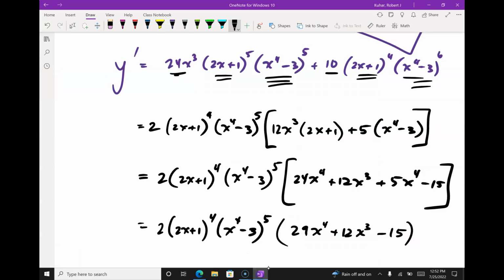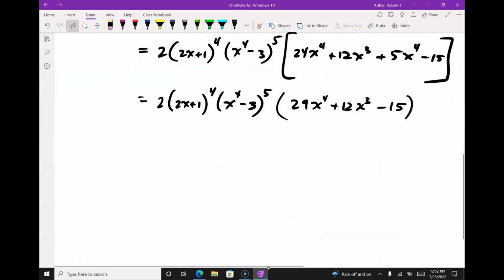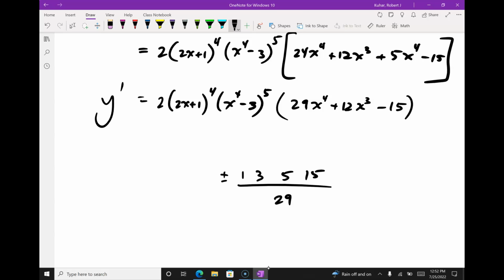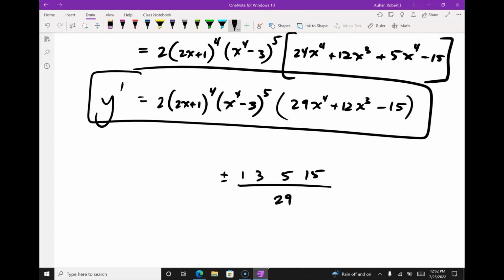It could possibly have roots, remember from pre-cal, of plus or minus 1, 3, 5, 15 over 29, which is prime, right? So it could have a root of 1 over 29, 3 over 29, 5 over 29, or 15 over 29. Yuck. So anyway, we're going to keep it there.